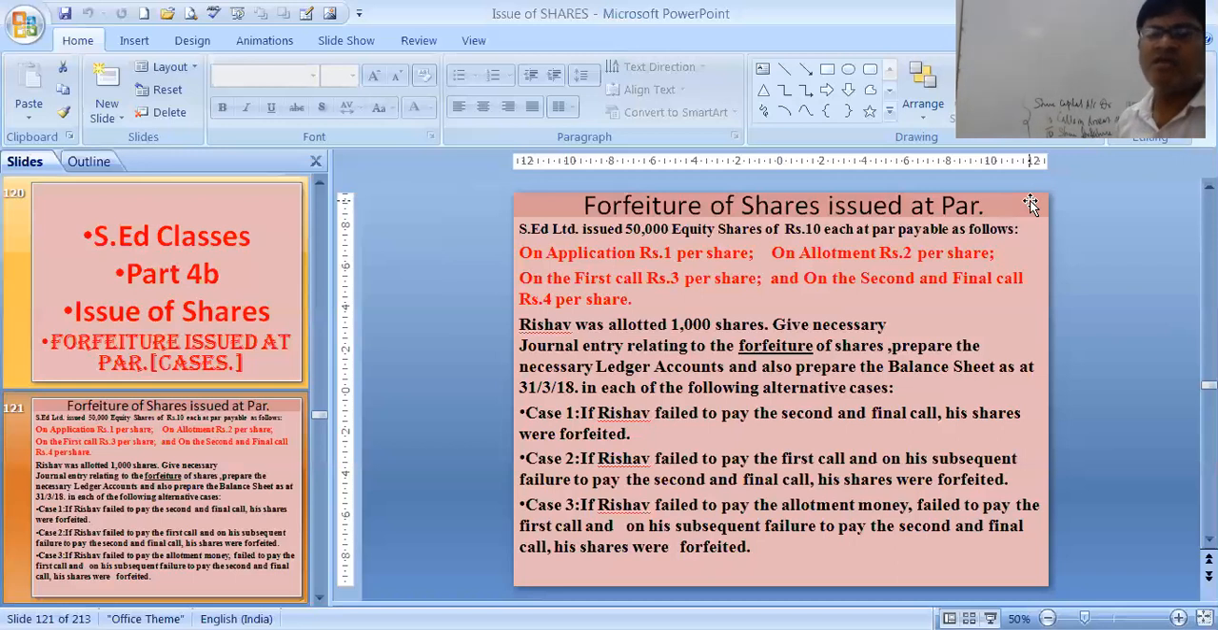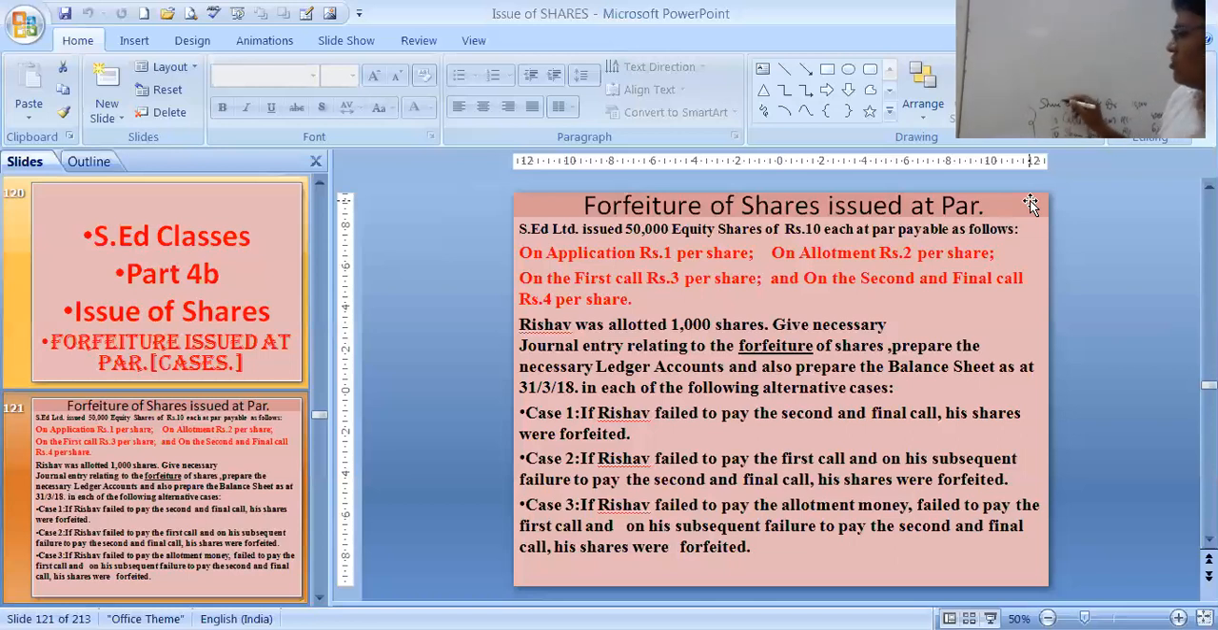Let's see the next journal entry. If Reserve failed to pay the first call and on his subsequent failure to pay the second and final call, his shares were forfeited. Now see, in this case, Reserve has not paid twice, the first call as well as the second call. First call is 3 rupees and second call is 4 rupees. That means 7 rupees Reserve is not paying. Reserve has paid only 1 rupee on application and 2 rupees on allotment.